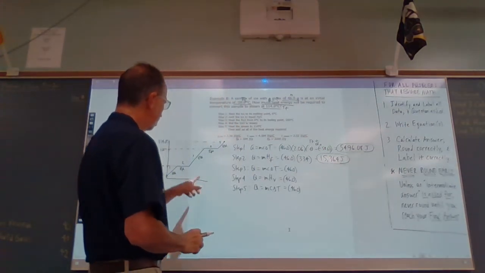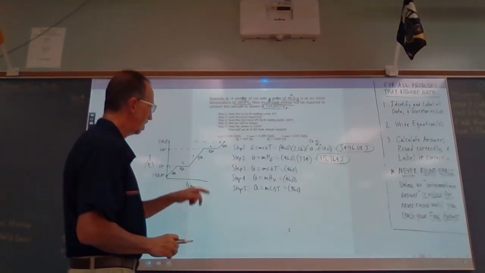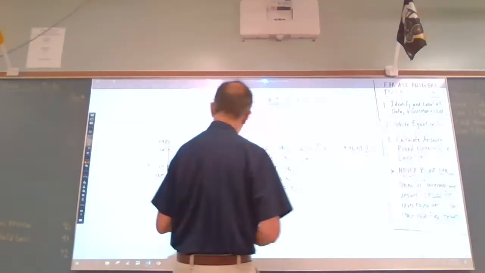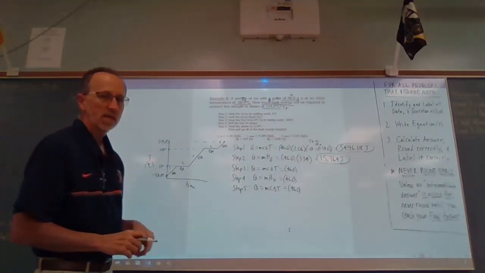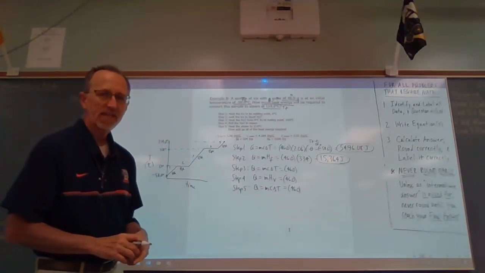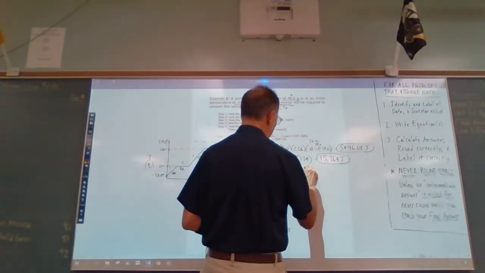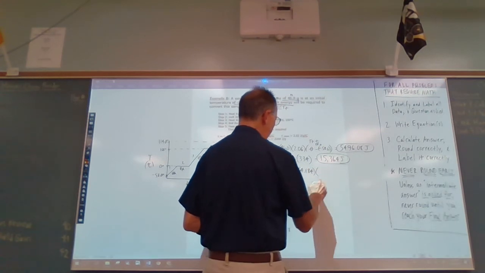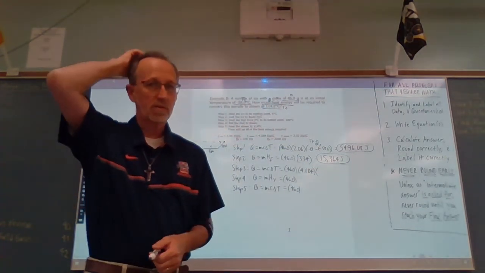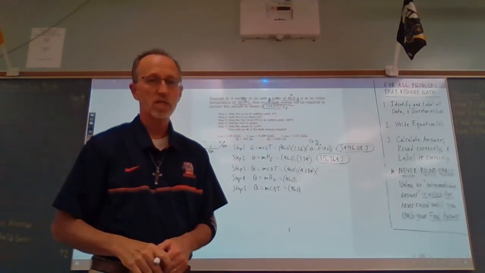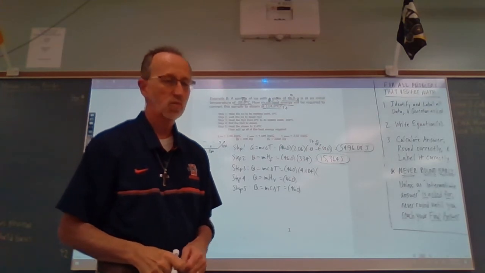Step 3, back to thermal energy, Q equal MC delta T. Now we're in the liquid phase, so we need the correct specific heat capacity constant for liquid water, which is 4.184. Again, I can't say enough. Make sure you're using the right constants. If you're not sure which one, look at your graph. It should tell you which one it is.